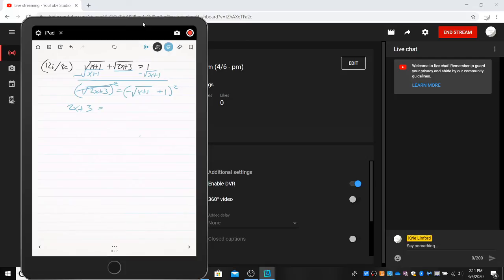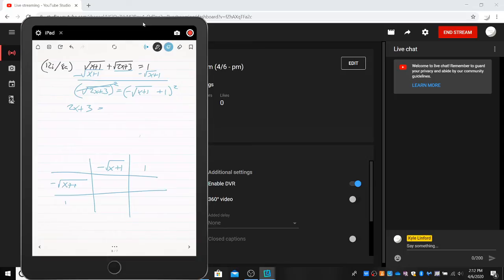The right-hand side, however, is going to require us to FOIL, or box method. So I'm going to set the box method up down here. I have the negative square root of x plus 1. Oh my gosh, my stylus does not want to work right now. And let's see, I got another root x plus 1, and it's negative, and a 1.